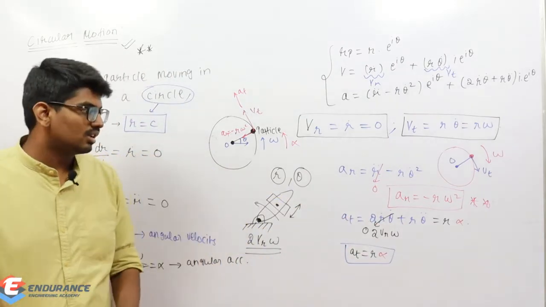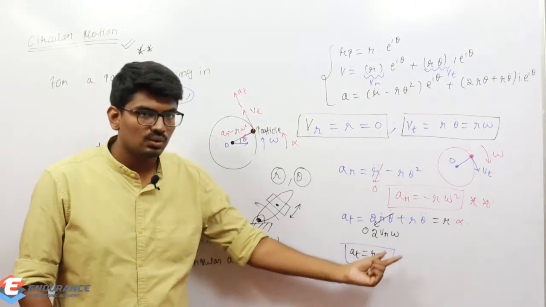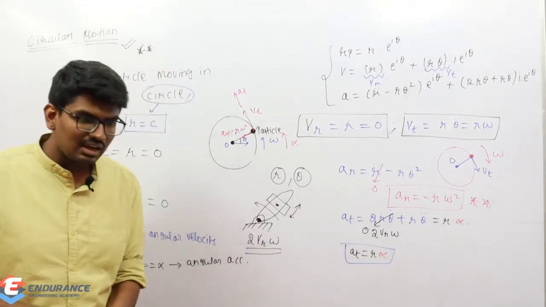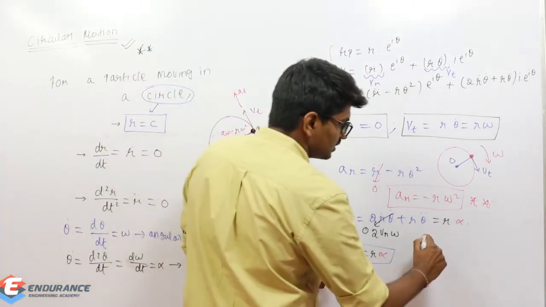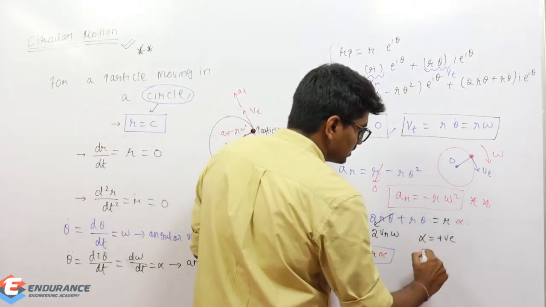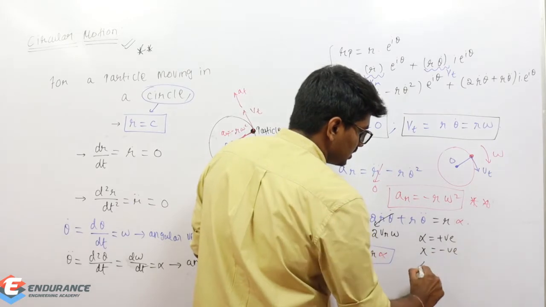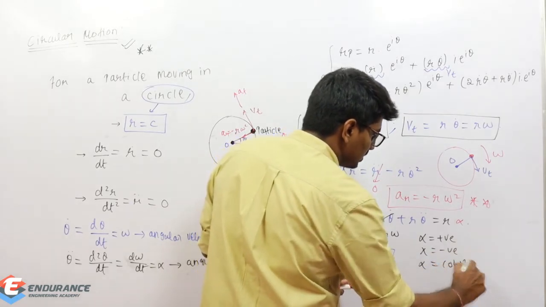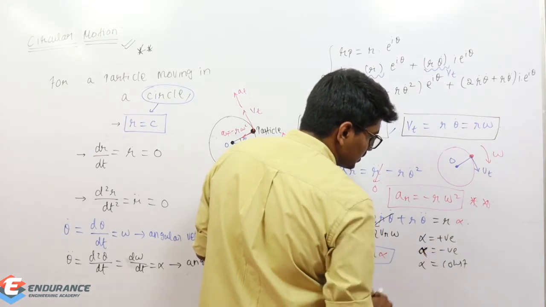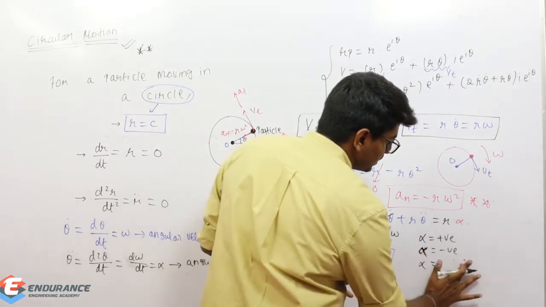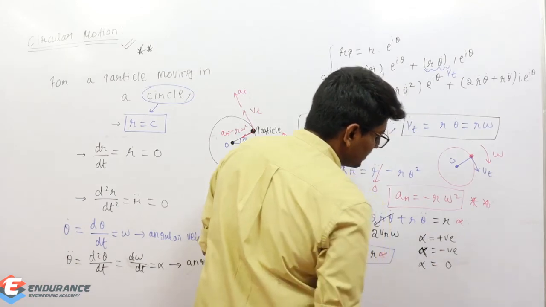Now, what is this alpha signifying? There are three possibilities. Alpha can be positive, alpha can be negative, alpha can be 0.